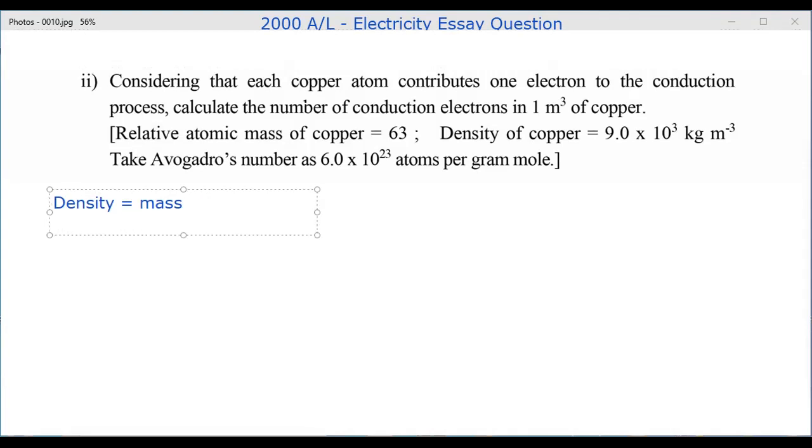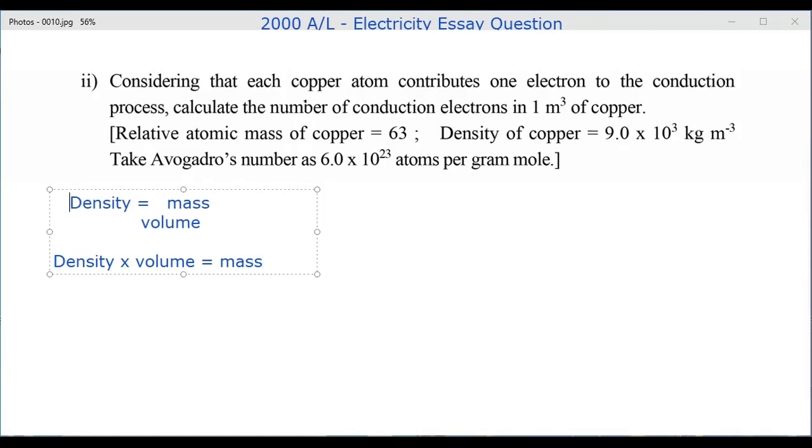You should also write with me. Density equals mass over volume. And using cross multiplication, I'll take volume to the side of density. Division volume goes to the other side as multiplication volume. Then we get the mass. Please write the things with me here, quick.